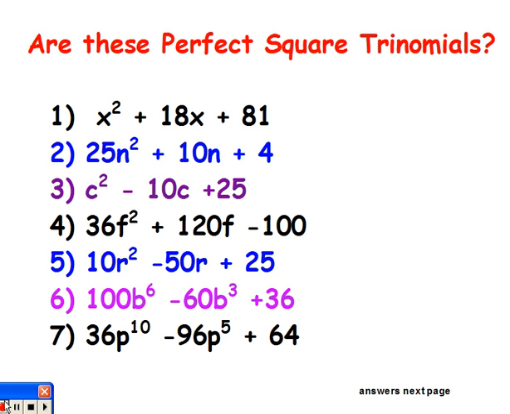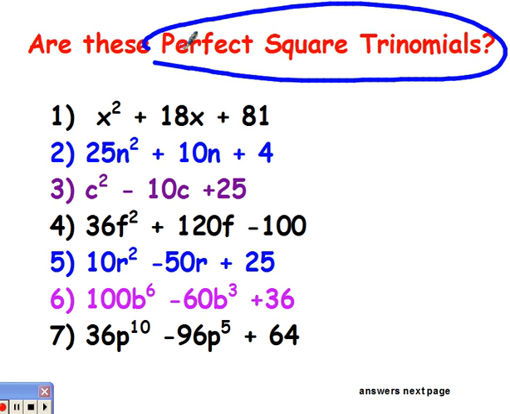Now remember, the other special case is perfect square trinomials. So I want you to take a look at all 7 of these and decide yes or no, are they actual perfect square trinomials based on the criteria I showed you a little while ago. Go ahead and press pause, decide yes or no, and then come back.